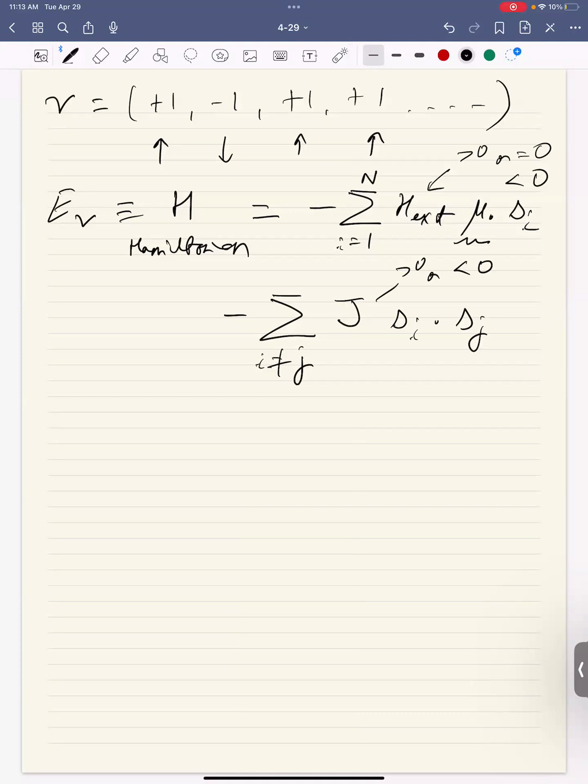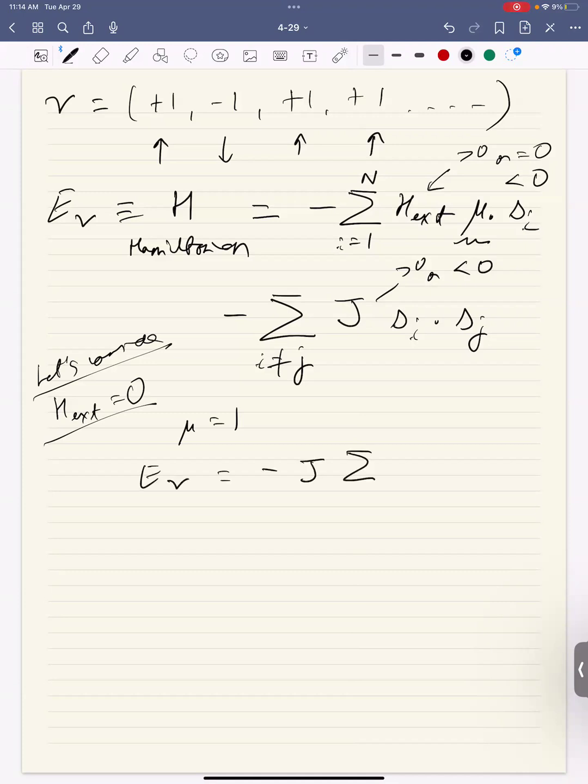Let's focus on the case when Hx is equal to 0. Let's consider no external magnetic field. So in this case, the thing that I described to you earlier, that at 0 temperature things will point along each other, and at high temperatures they will be completely chaotic. And let's set mu equal to 1. Okay, so in this case, E nu, the energy of a microstate, is minus J summation Si Sj for any i not equal to j.